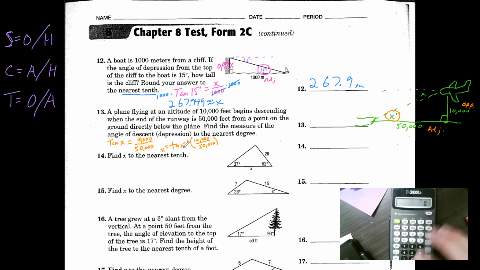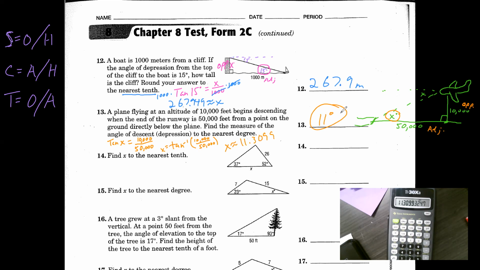10,000. Now you could say divided by 50,000. If you do it that way, you have to hit equals first, and then second, inverse tangent. So our angle here says 11.3099. It said round to the nearest degree, so that's just 11. So this is 11 degrees for our final answer.